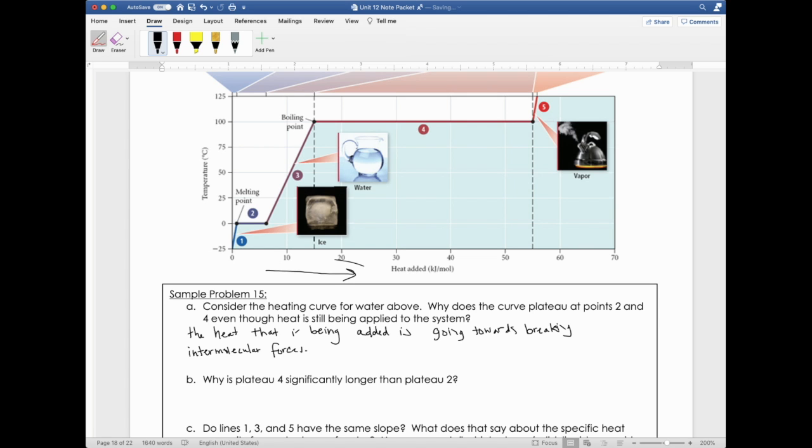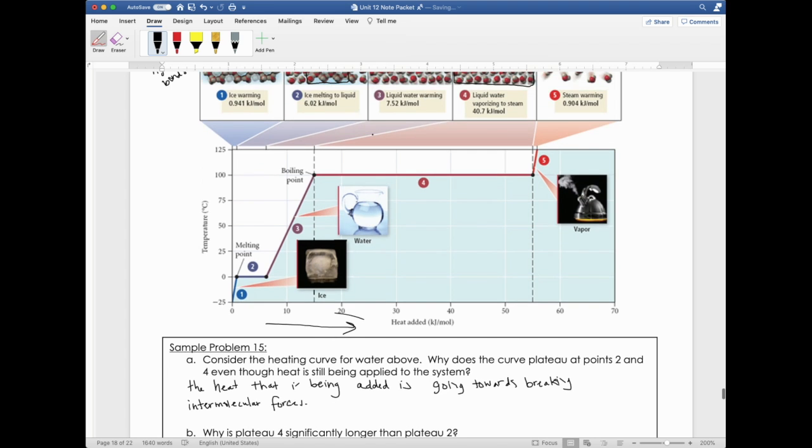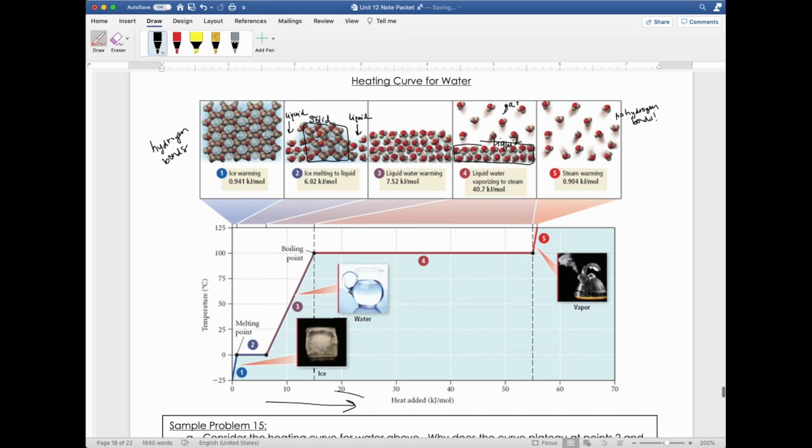And why is plateau 4 significantly longer than plateau 2? So notice here that plateau 4, it's huge, right? It takes a lot of energy to vaporize water, 2,260 joules per gram, as opposed to melting water, it's 335 joules per gram. Why is that? Like we said up here, in order to go from a liquid to a gas, we have to break every single intermolecular force to do that.